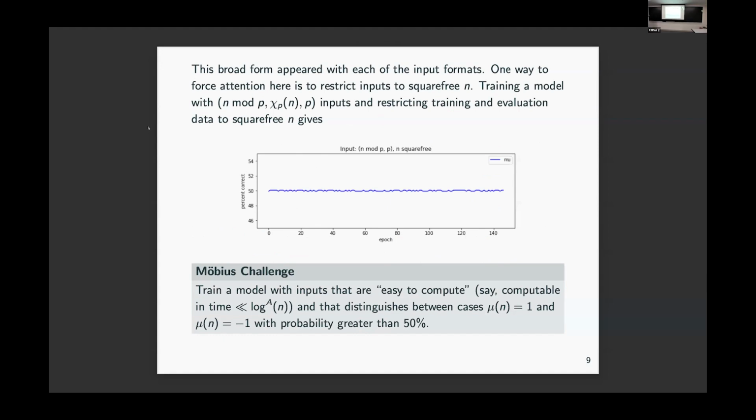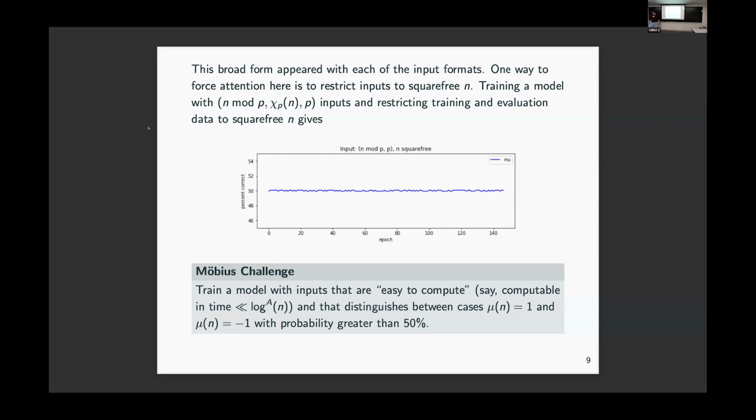So to do this, I only input square free n. Give it everything that you could, give it n mod p and the Legendre symbol. What does it do? It just sort of hovers around 50%, never learns anything. This is true of all the models. It turns out I couldn't come up with any non-trivial correlative function. This isn't such a big surprise, but I do think that this should be formalized as a challenge.